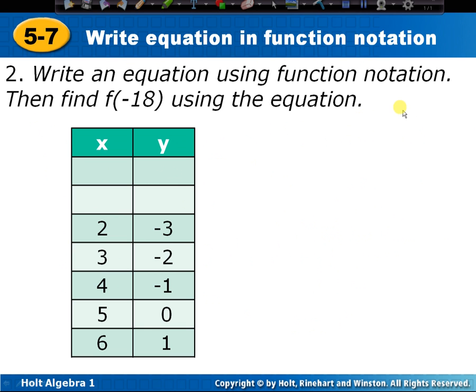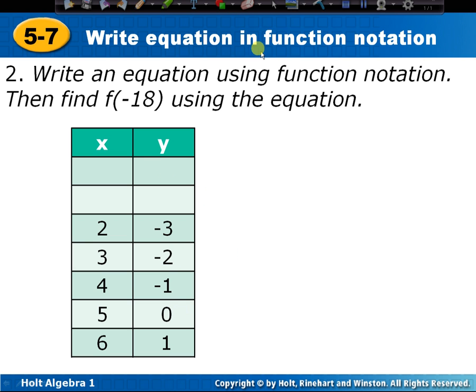All right, number 2 says write an equation using function notation, then find f of -18 using the equation. The first thing I need you to do is copy down this table. Make sure that you leave 2 rows at the top of the table empty. We're going to come in and fill those in later, but make sure that you get this table copied down, but you leave these 2 rows at the top of the table empty. So you have x, and then you have 2 blanks, 2, 3, 4, 5, and 6. And then in your y column, you have 2 blanks, followed by -3, -2, -1, 0, and 1.